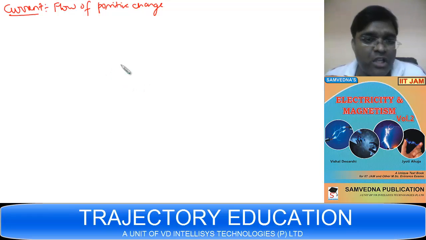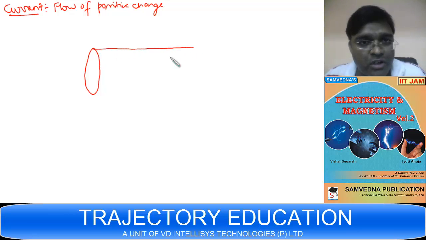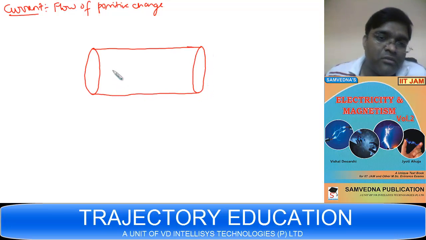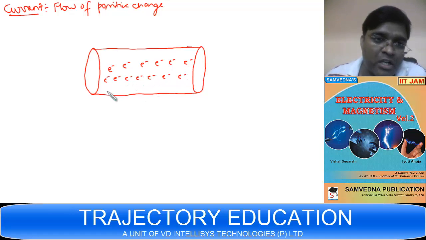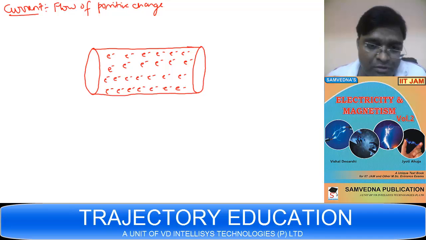Let me consider a conductor. Suppose this is a cylindrical conductor. Now, suppose this is a metal. Metal has got free electrons. The electrons can move freely inside the conductor in the whole lattice. Right? They are free electrons.